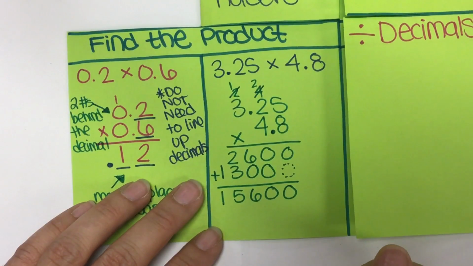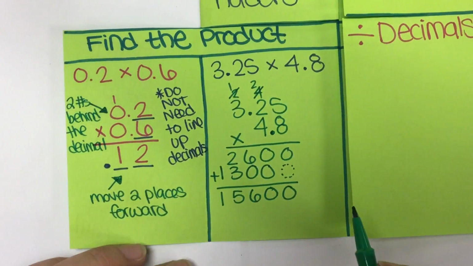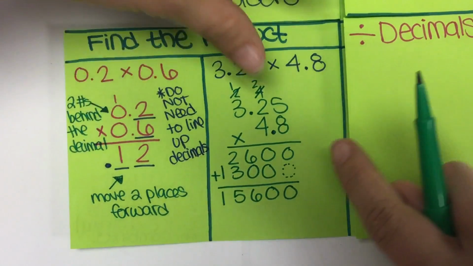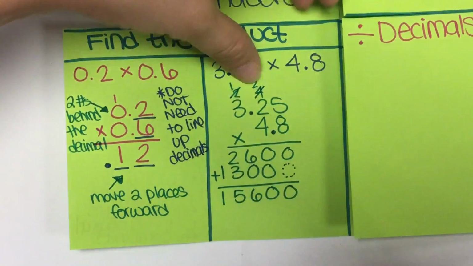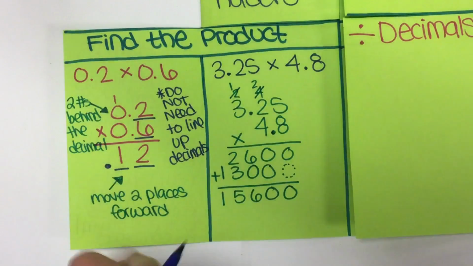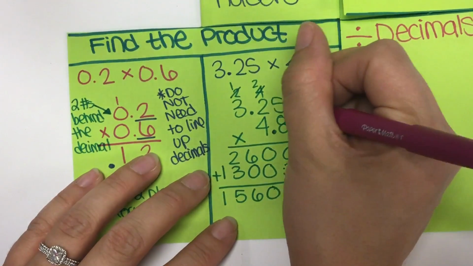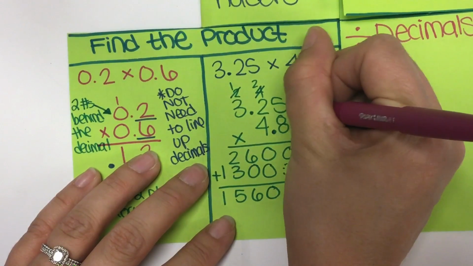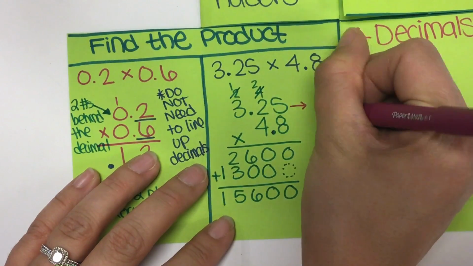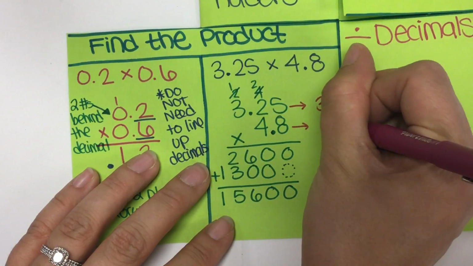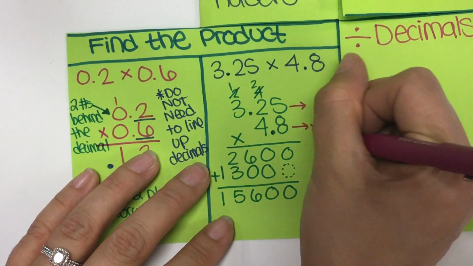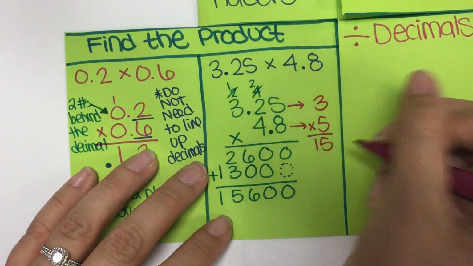So 15,600. But that doesn't make sense because if I were to estimate these up here, this is going to be 3. So let's look at that because we want to make sure that we are always thinking about reasonableness. If this is 3, doesn't that estimate to 3? And look, this 8 makes 4 go up, so this is estimated to 5. So my answer should be somewhere around 15.